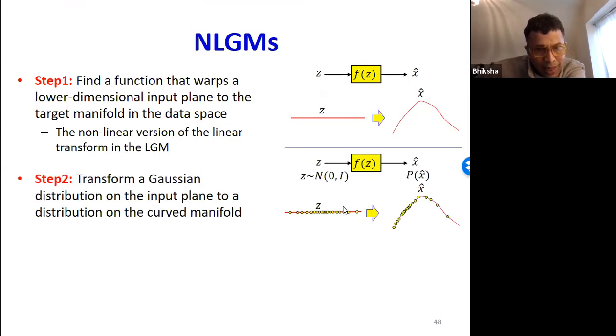And then once we've found this function, we're going to transform a Gaussian distribution on the input space, which is a planar k-dimensional distribution, into a distribution on this curved manifold. Again, because of the transformation, this is not going to be Gaussian anymore. The space is being twisted, right? But you can still think of it as being somewhat Gaussian on this curved manifold.